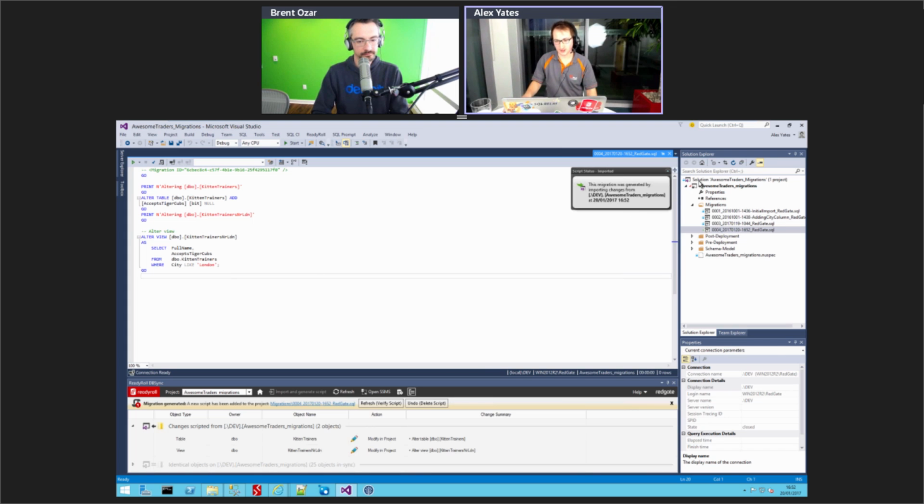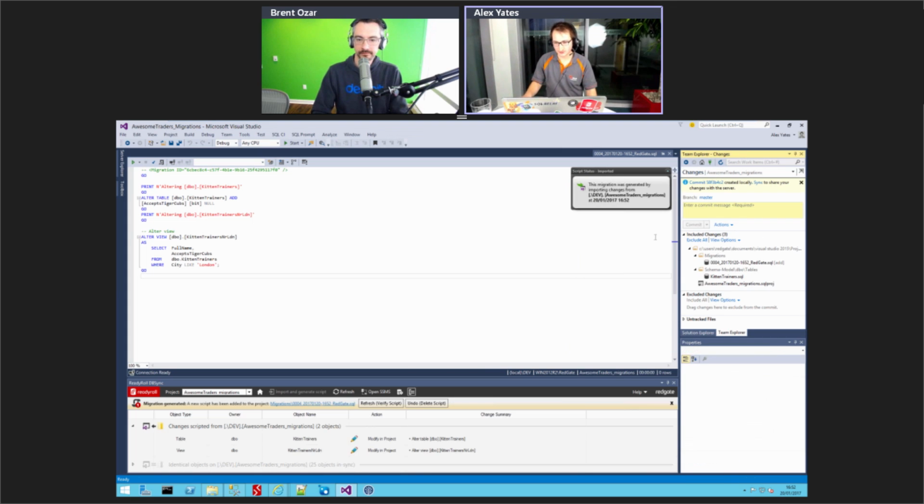I can right click on that, I can commit that to source control, write some comment, and I can pop that into, in this case, Git again, but you can use TFS, or again, use whatever tool you'd like. It really doesn't matter.